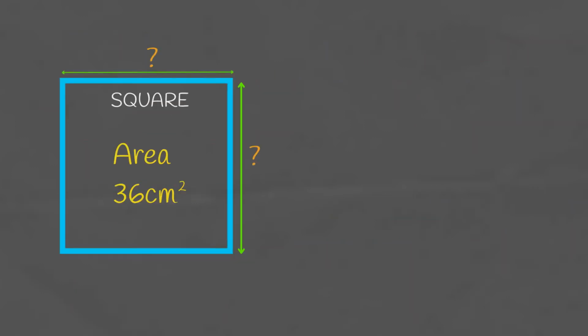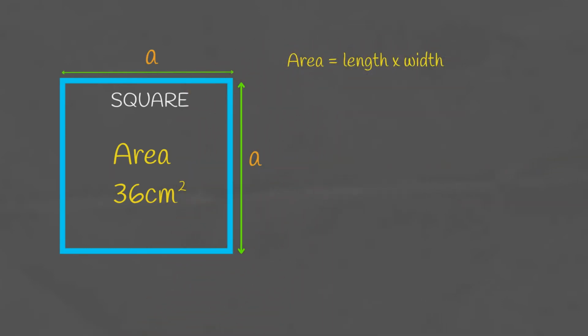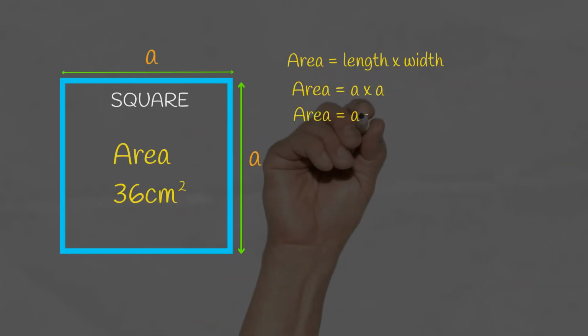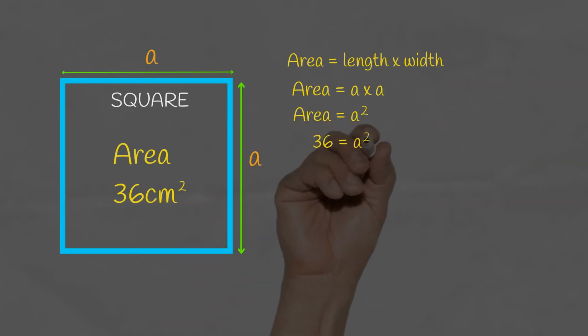And finally, can you find the length and the width of this rectangle when we only have the area? Well, yes, we can, because as you can see, we're told it's a square, and we know that in a square, all the sides are the same length. So if we say the length of the square is A, then the width of the square is also A. Now we know that area is length times width, so we can say that area is A times A, or A squared. And we know the area, so we know that 36 is equal to A squared.